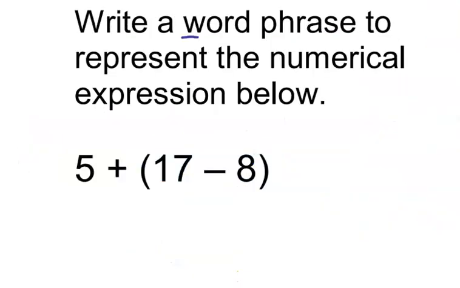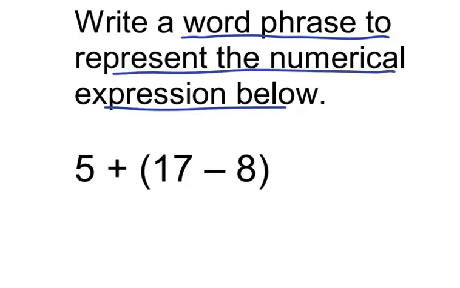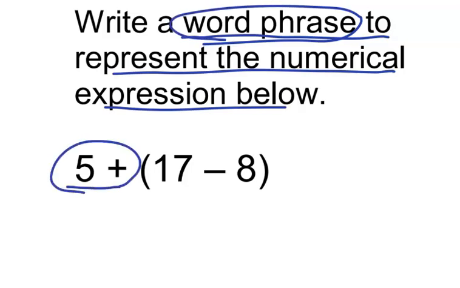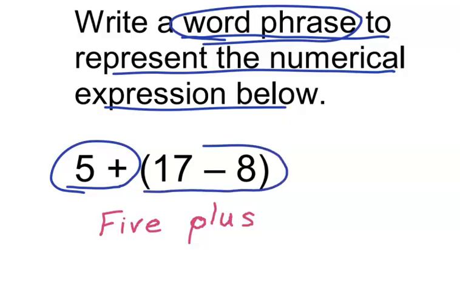It says write a word phrase to represent the numerical expression below. So a word phrase. Let's just look at this. What's happening here first? Well, it's 5 plus something. So let's go ahead and write that down. 5 plus, and then we're going to have what's going on in here. So we're doing the parentheses, and that's going to be 17 minus 8.